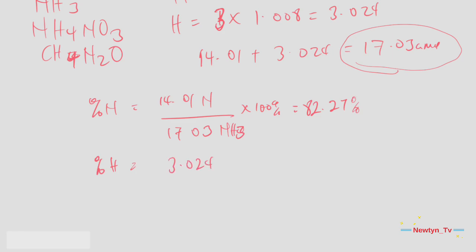For hydrogen we use 3.024, not 1.008. The reason we have 3.024 is that we have 3 atoms of hydrogen, so we multiply them to get 3.024. Remember, we then divide it by the total, 17.03 for NH3, multiplying by 100%. When we do that, you get 17.76%.